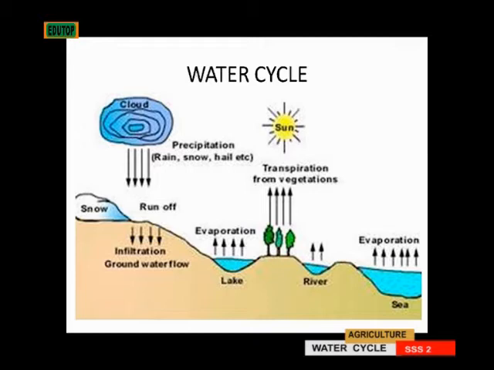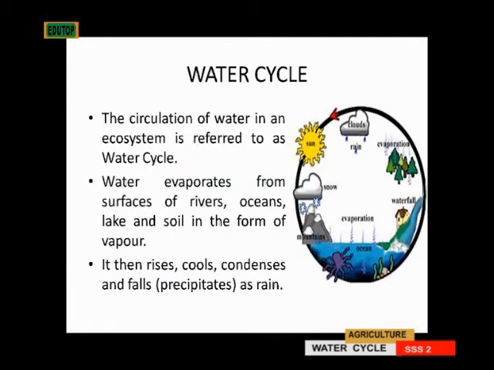Now, the circulation of water in an ecosystem is referred to as the water cycle. I've said that earlier. Then water evaporates from the surfaces of water bodies such as rivers, oceans, lakes, and soil in the form of vapor. It then rises and cools, condenses and falls back as rain.